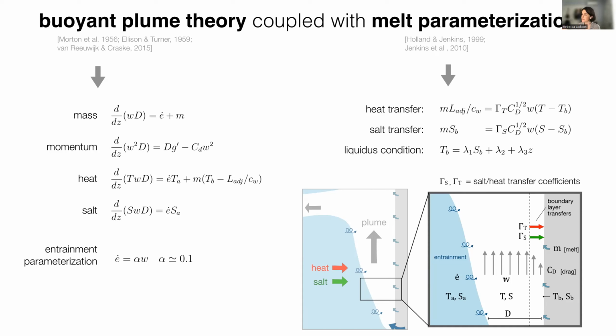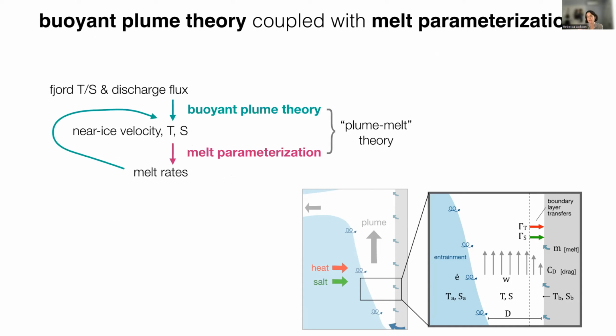I'm putting these equations here, and you're going to see this slide a lot as I talk through different aspects of it. But hopefully, if you're not familiar with equations, you can think more in terms of the schematics down here. What's nice about this framework is that it creates a self-contained theory where, if you have measurements of your fjord temperature and salinity, and you have an estimate of the subglacial discharge flux, you can use buoyant plume theory to model these near ice properties. And then that in turn goes into the melt parameterization to get you melt rates. And the melt rates in turn feed back as a source of buoyancy to buoyant plume theory. I'll refer to this as plume melt theory when it's coupled together.